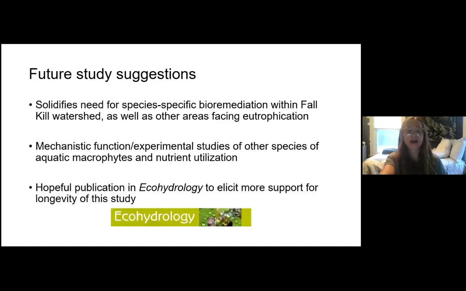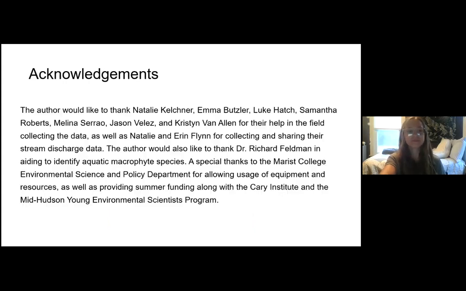And finally, I hope to publish this research in the Ecohydrology Journal just in order to elicit some more support and longevity for this study, which can hopefully implement some experimental studies. And overall, I just hope that this can be helpful information for the Fallkill Watershed Coalition to introduce bioremediation as a potential combatant of eutrophication.